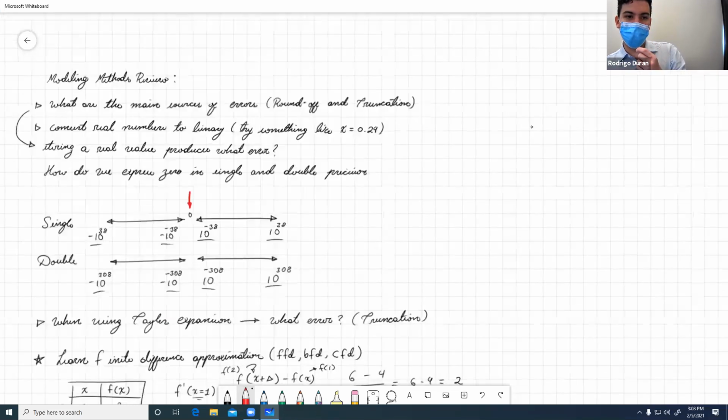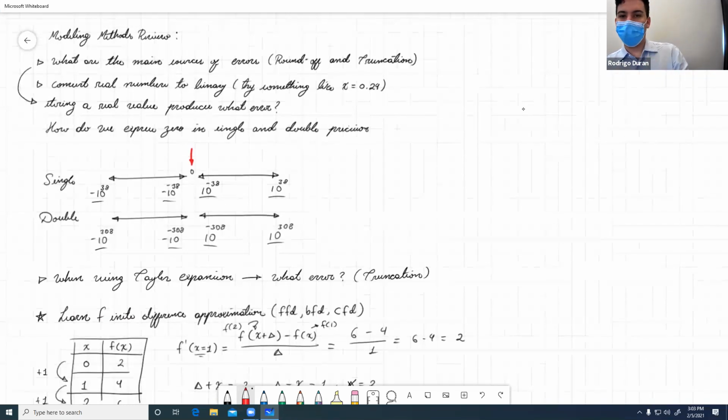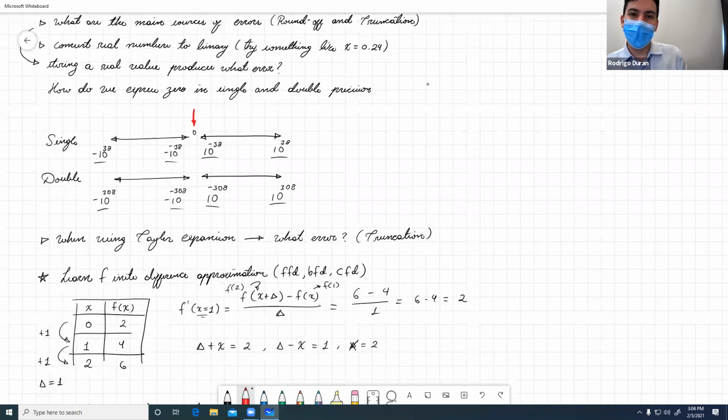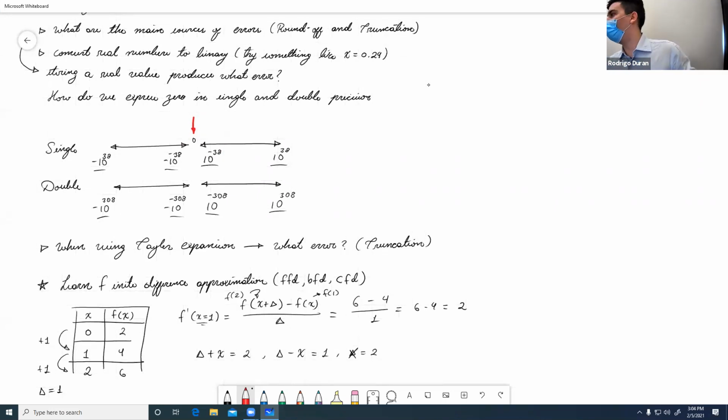Again, going back to the beginning, what are the main sources of error? Round-off and truncation. That's at least what we're concerned with in this class. Know how to convert from real numbers to binary. Try something like 0.24, 0.29, or 0.32, and you can always check with the calculator. Learn how to do it with the calculator if you don't want to do it by hand. But we're going to be going through the actual paper, so you have to show work. Don't just say, I plugged it in the calculator and got this number by magic.